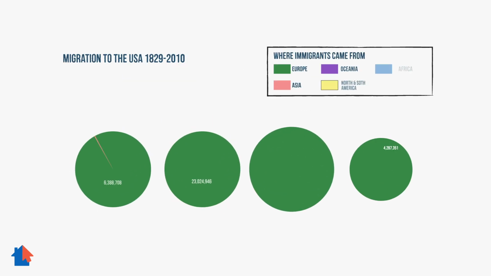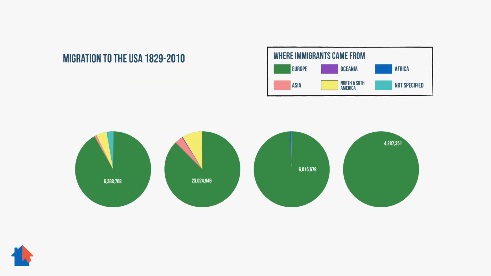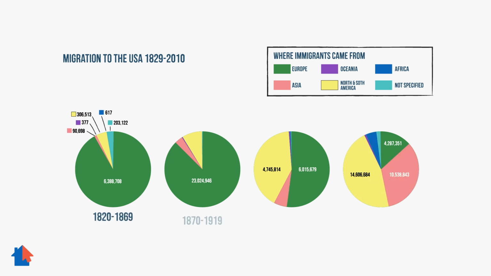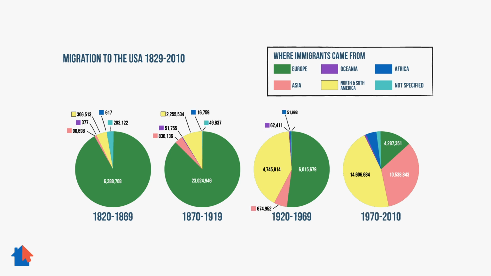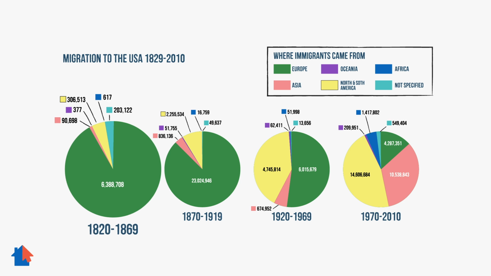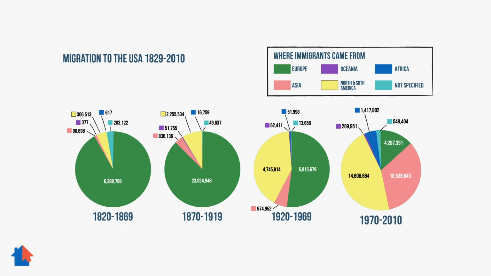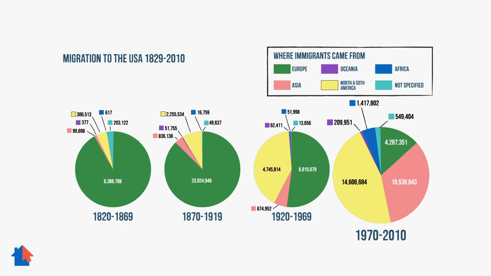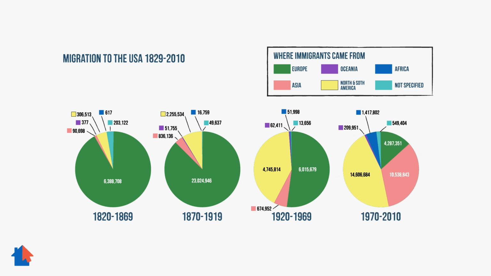This diagram has 4 pie charts showing the countries that immigrants came from to the United States. Each chart covers a different period to show how immigration patterns changed over time. Note, these charts do not add up to the same totals. The total in the first chart on the left is only about 7 million people, and the total in the last chart on the right is more than 30 million people. The total number of people arriving changed over time, as well as where they came from.